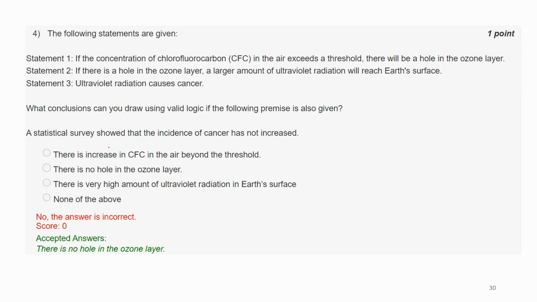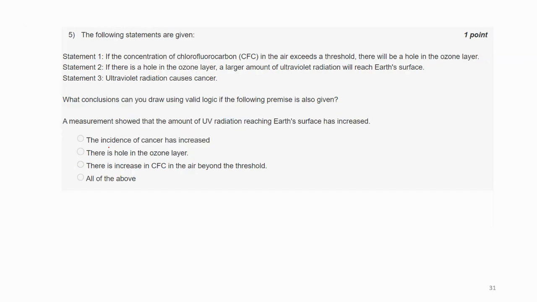The next question, where I think we can use this. Another thing is left of this series: what conclusion can you draw? The statements are the same. Now the premise is a measurement shows that the amount of UV radiation reaching Earth's surface has increased. So now, what will be the consequences, or what will be the conclusion? Let's try, I think it will be easier.